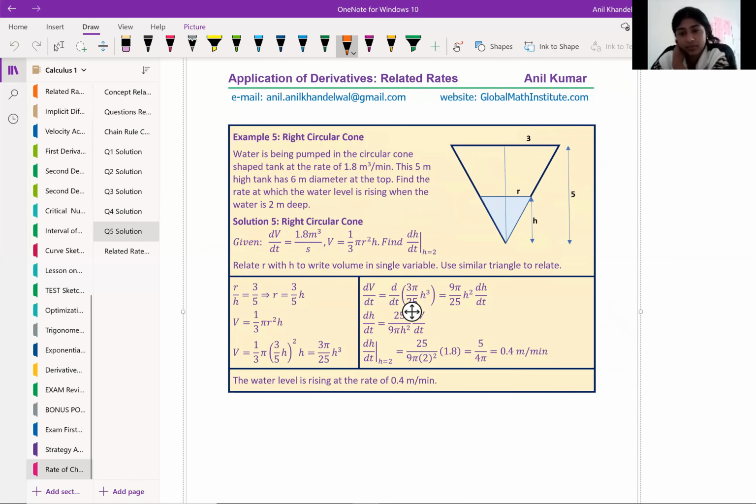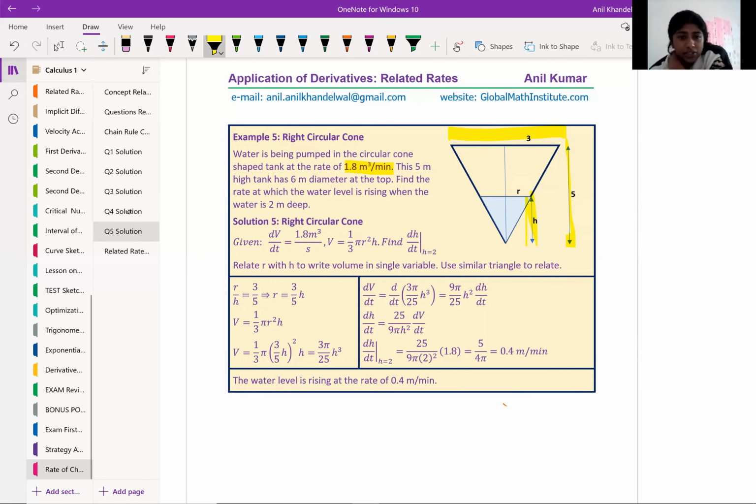Question number 5 for you now. This is where we have not given you directly the relation, but you have to derive the formula. Is it okay? So please once again read example 5, and then we'll look into the solution. Water is being pumped in the circular cone-shaped tank at the rate of 1.8 meter cubed per minute. This 5-meter high tank has a 6-meter diameter at the top. Find the rate at which the water level is rising when the water is 2 meters deep. Do you understand the question?